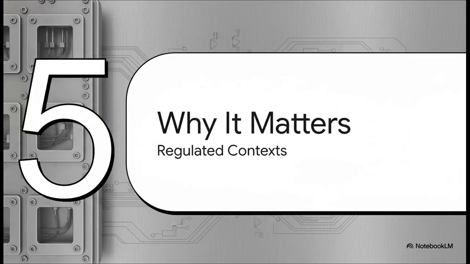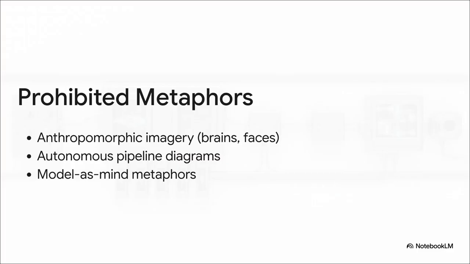All right, so let's bring this all home. Why does this distinction matter so much? Why is it so critical to use this formal mechanical model instead of just going with our gut intuition? Well, because when the stakes are high, in regulated industries, during audits, for really important decisions, you absolutely cannot afford to be vague. Using metaphors like the AI brain or talking about the model as a mind is actively misleading, and in these contexts, prohibited.